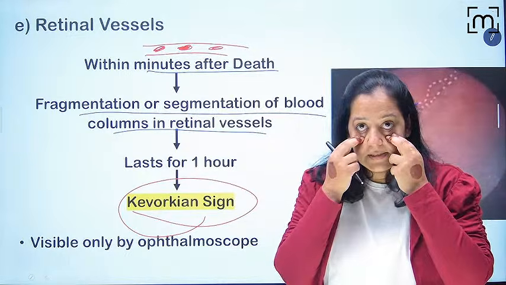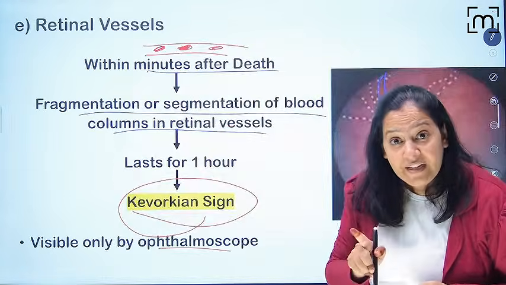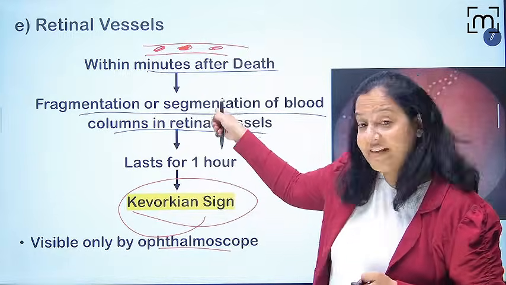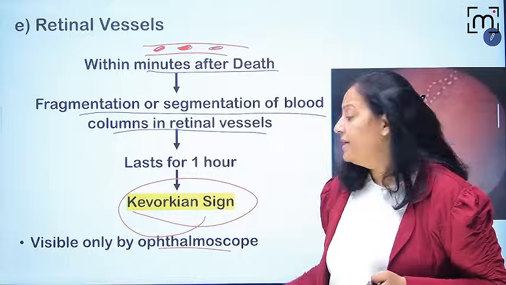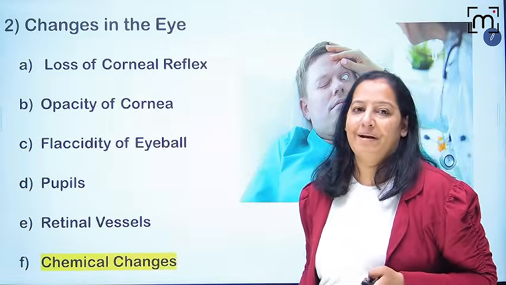Is it visible as it is? No, I cannot see the retina as it is. It needs an ophthalmoscope. So it is seen with an ophthalmoscope like this. You can appreciate the fragmentation over here. So it is fragmentation of the blood vessels in the retina, fragmentation of retinal blood vessels. That is known as Kevorkian sign, seen with an ophthalmoscope, not as it is. So that is the retinal blood vessel, the fifth one.